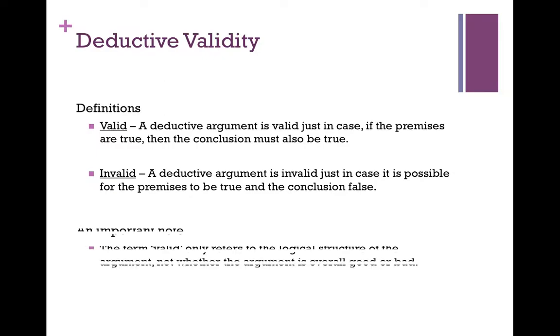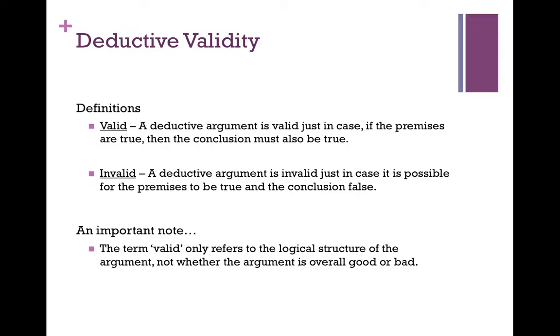Like I was saying a second ago, the term valid only refers to the logical structure of the argument, not whether the argument is overall good or bad. If an argument is invalid, it's always bad. But I'm going to give you some examples in a second of arguments that are valid but are bad arguments. So validity is not a guarantee of goodness of the argument, but invalidity is a guarantee of badness of the argument.